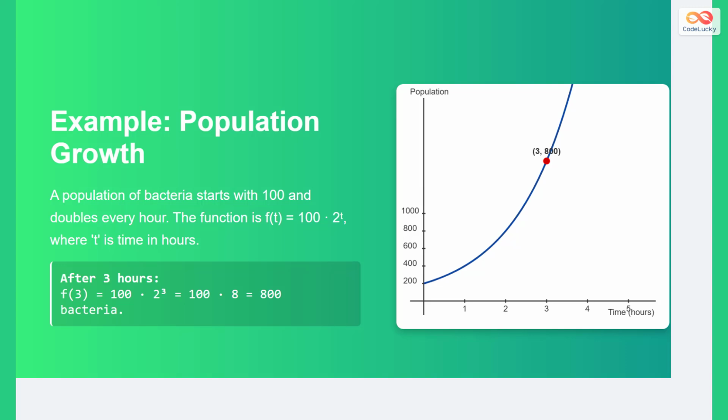Let's consider a real-world example of exponential growth. Imagine a population of bacteria that starts with 100 individuals and doubles every hour. We can model this with the function f of t equals 100 times 2 to the power of t, where t represents time in hours. If we want to know the population after 3 hours, we calculate f of 3, which is 100 times 2 to the power of 3, resulting in 800 bacteria.